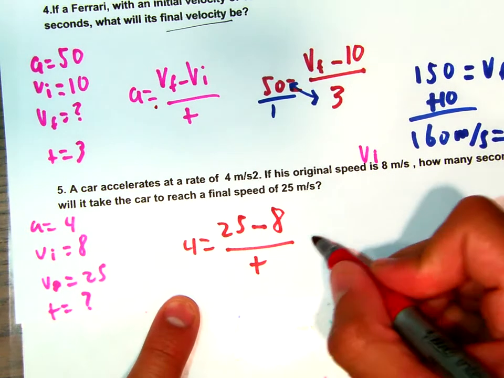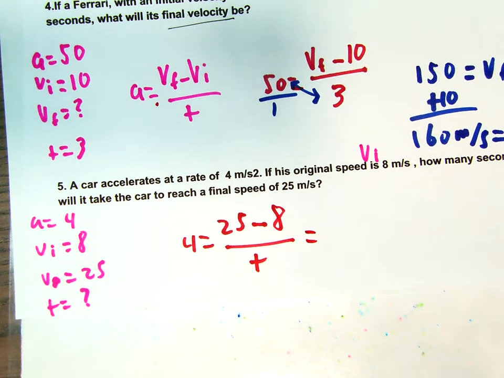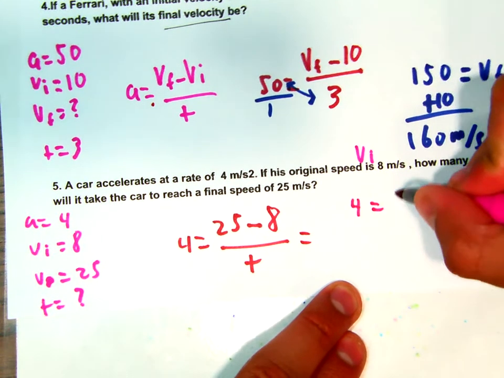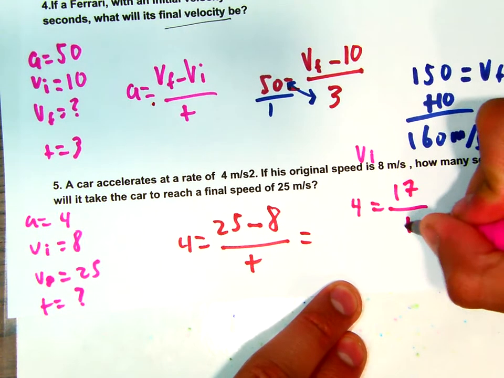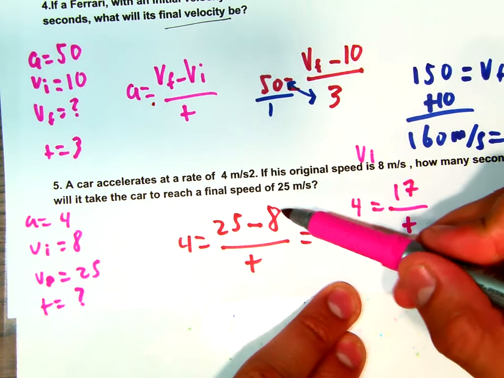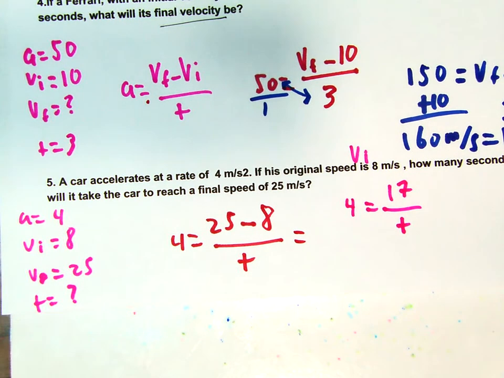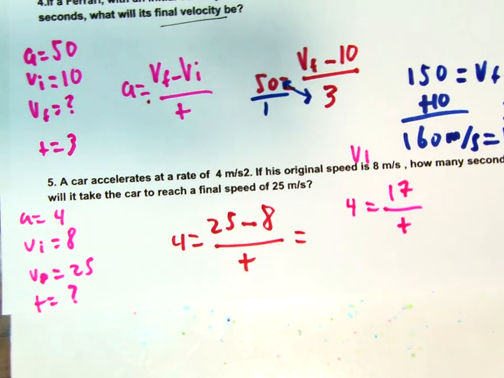All right, let's simplify this. How do we simplify this? Well, I know 25 take away 8. I can do that, right? So 25 take away 8 would give me 17. So I can rewrite this as 4 equals 17 divided by T. All I did was I just took these two away. Now, how do we solve this?